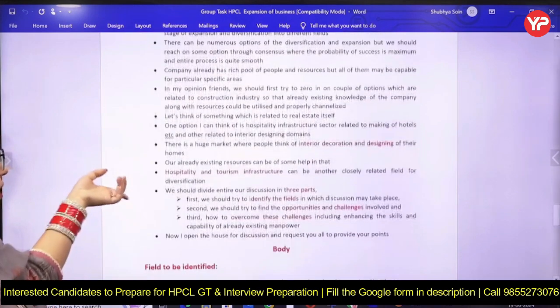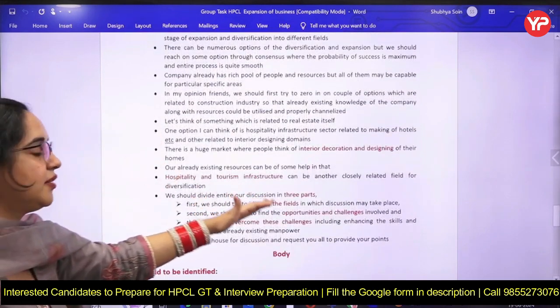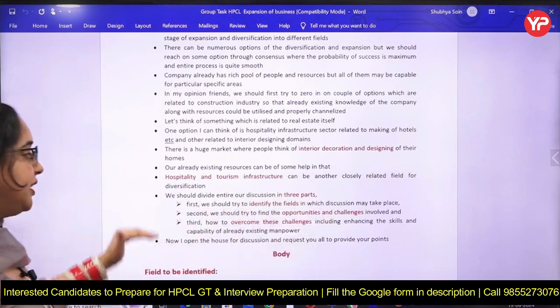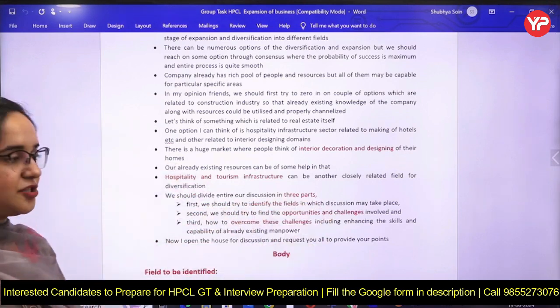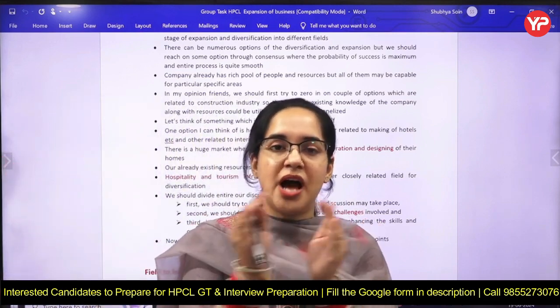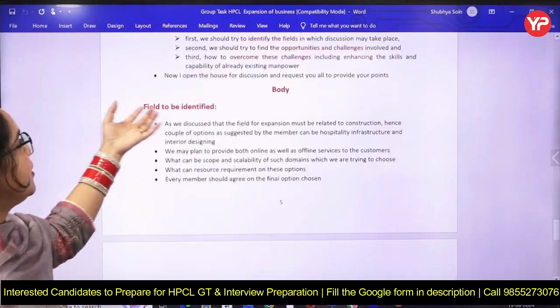Now the person is trying to channelize the discussion: first we need to identify the fields, second is related to opportunities and challenges involved in it, and third is how you need to overcome these challenges. So the person who introduced tried to provide that these three are the areas on which we should start our discussion, that is, how you need to identify the fields.